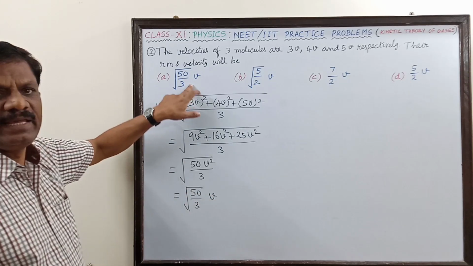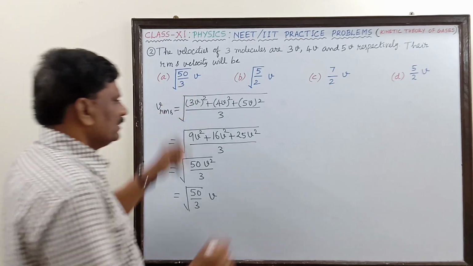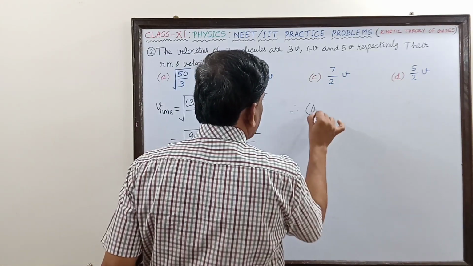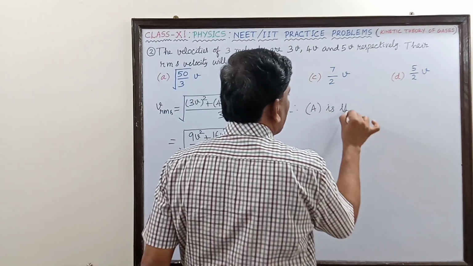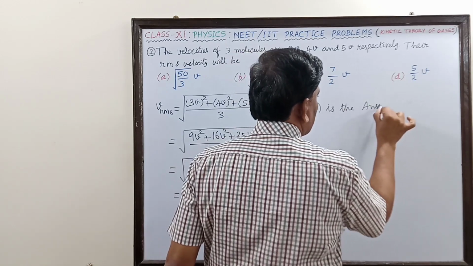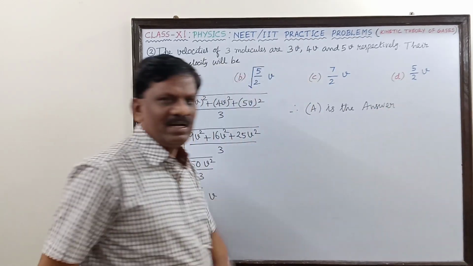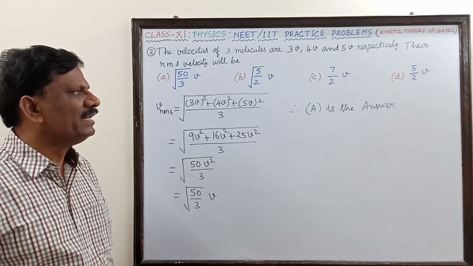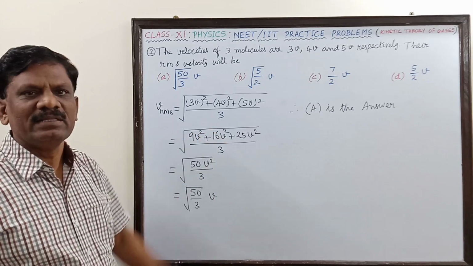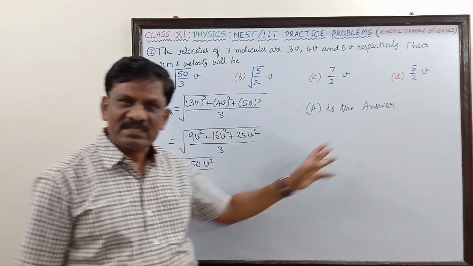So option A is the right answer, isn't it? Therefore, option A is the correct answer. Such questions we have to complete very fast, within half a minute to 1 minute in the competitive exam. I hope you must have understood it fine.